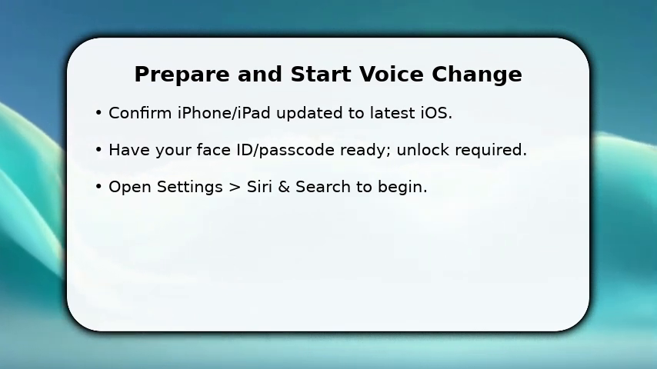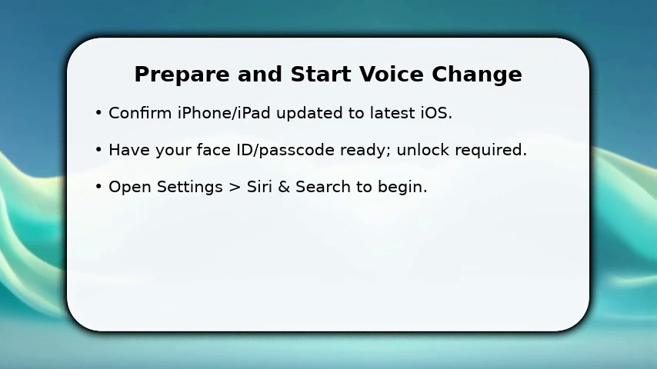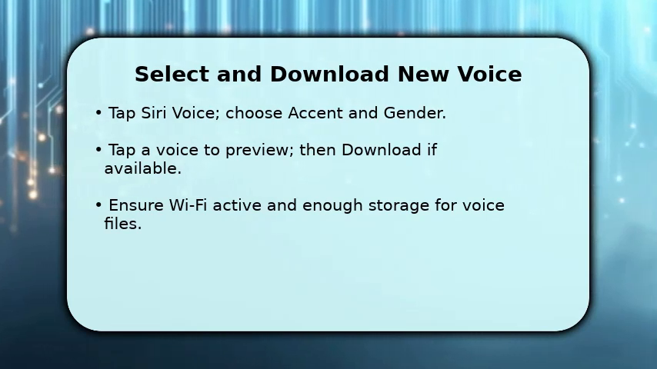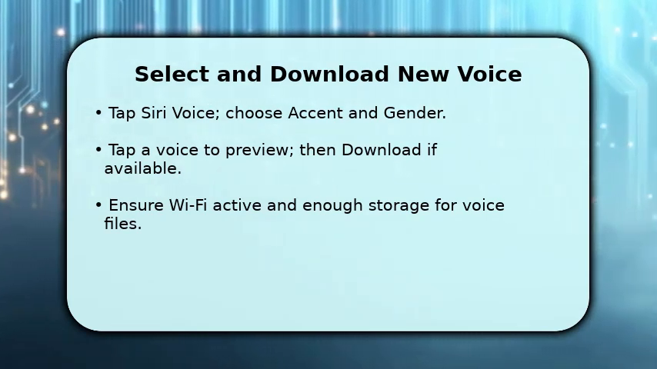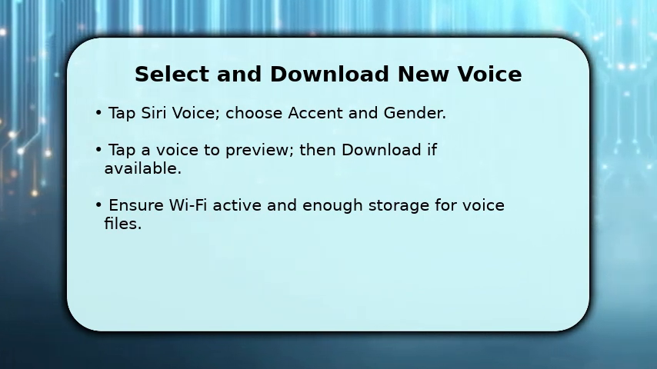You're beginning the change now, so follow each screen prompt. Make sure to keep your device on a stable connection and charged. Interrupted updates can cause problems. Next, you'll select Siri voice and pick an accent and gender that fits your goal. Tap each voice to preview how it sounds. This helps you compare tone and pacing.